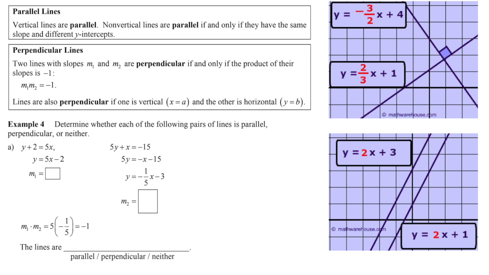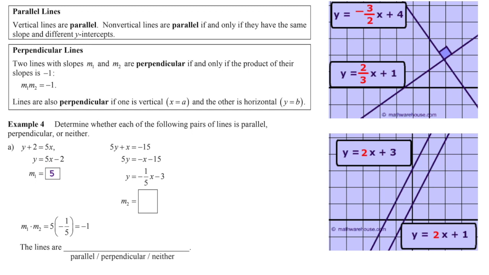We have y plus 2 is 5x, and 5y plus x is -15. Let's first solve both of these equations for y so that we can pull the number in front of x as our slope. On our first equation, I need to subtract 2 from both sides so that y is equal to 5x minus 2. I know then that my slope of this equation is 5.